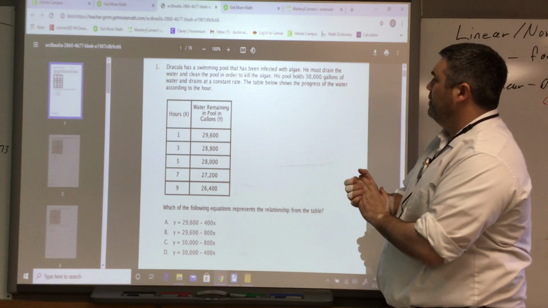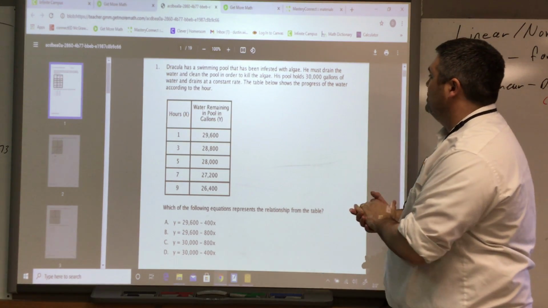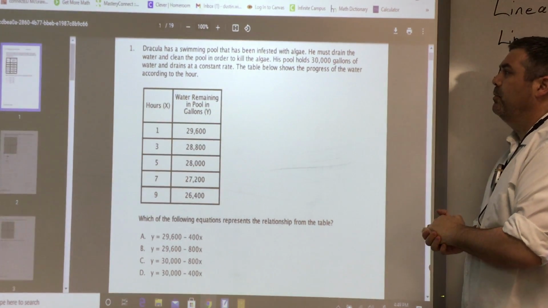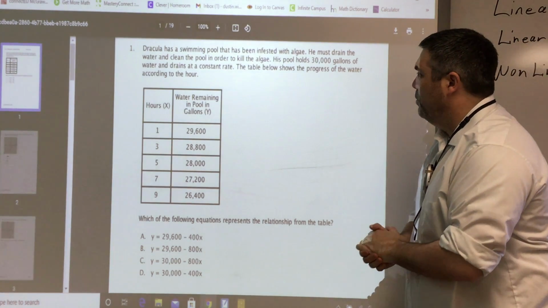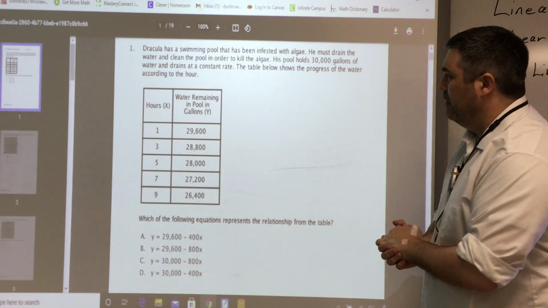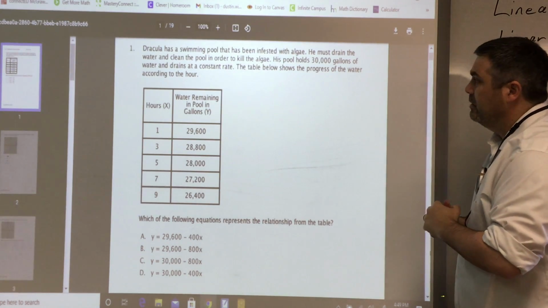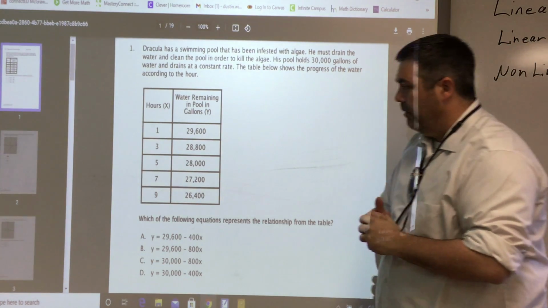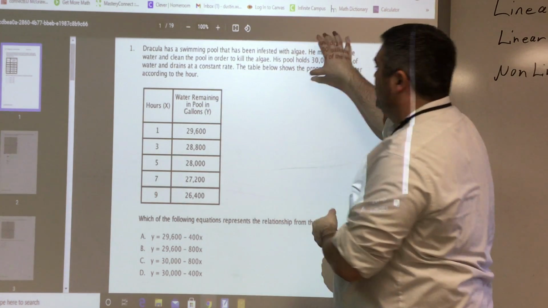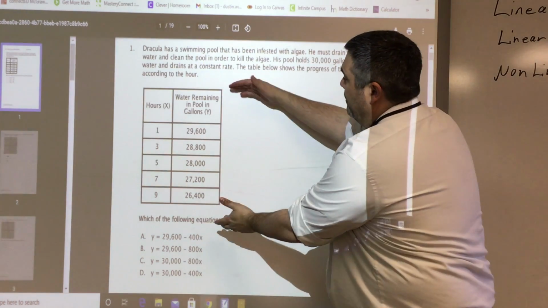Dracula has a swimming pool that has been infested with algae. He must drain the water and clean the pool in order to kill the algae. His pool holds 30,000 gallons of water and drains at a constant rate. The table below shows the progress of the water according to the hour. Okay, so then they give us a table. So they give us this little description, and then they give us the table.